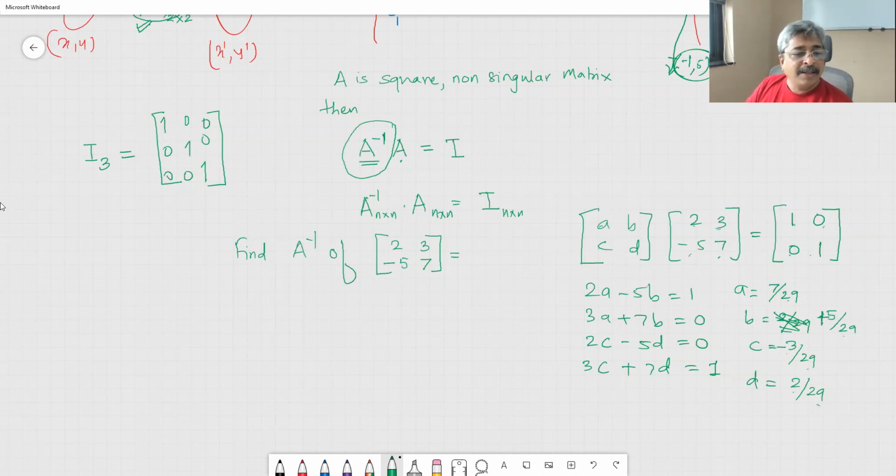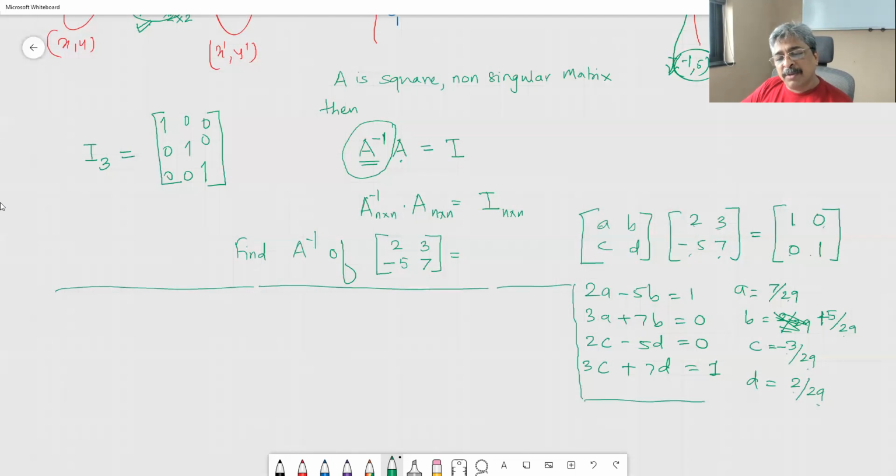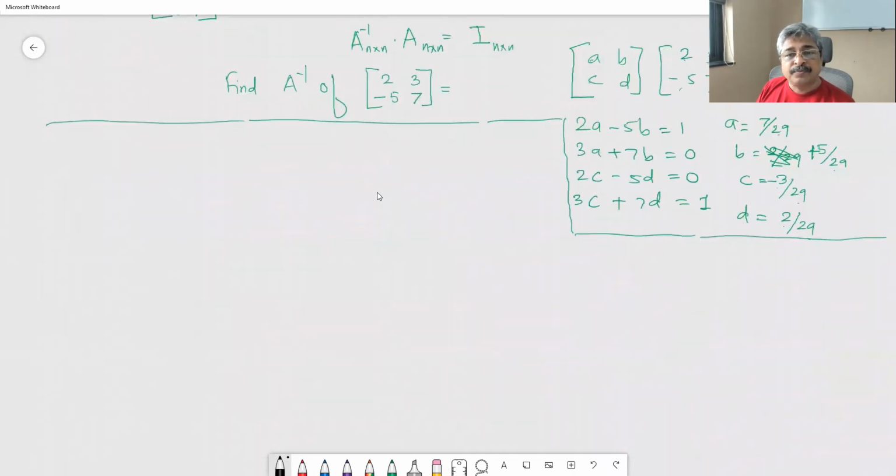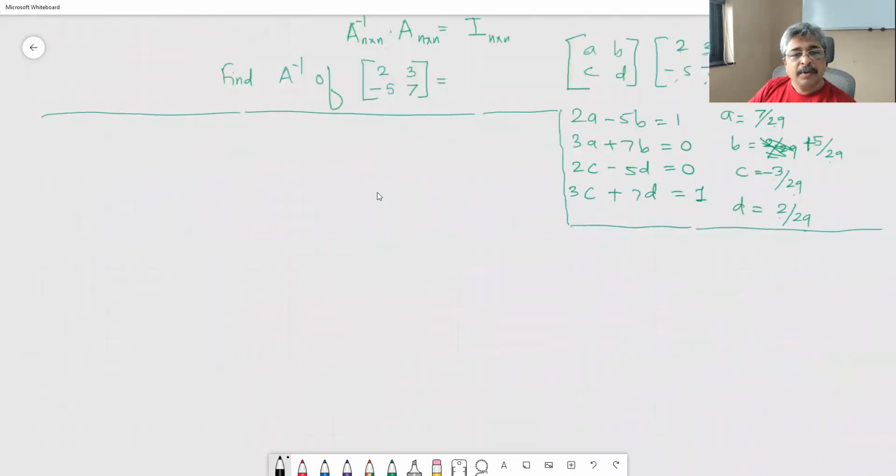Those are the answers. But if it is 3 by 3, 4 by 4, 5 by 5, then we will have a tough time going by this method, and therefore we should have some efficient methods to find the inverse. Let me explain one method for this matrix only.